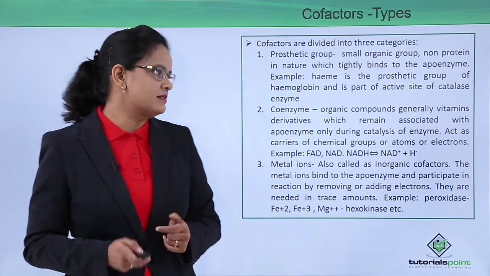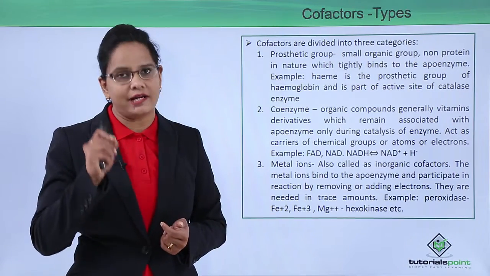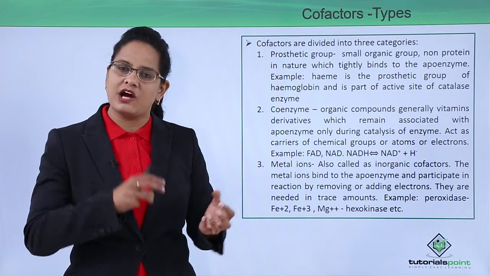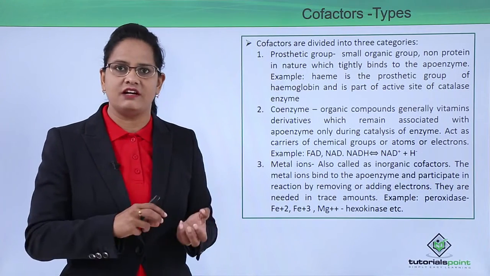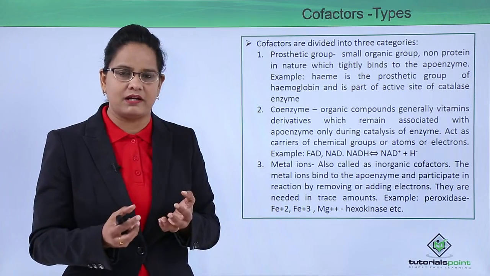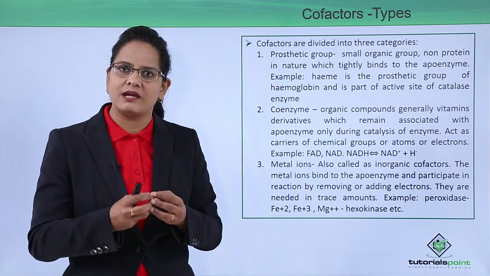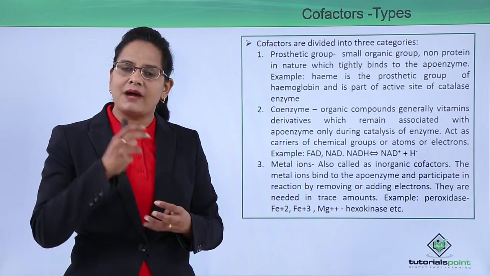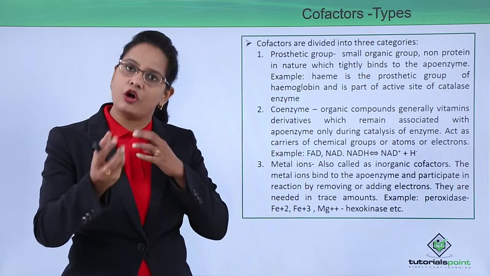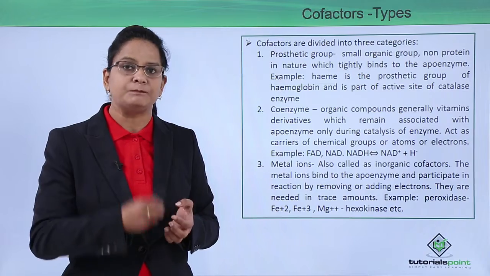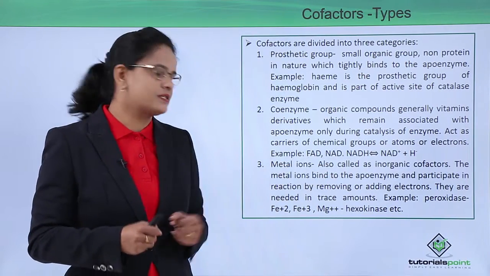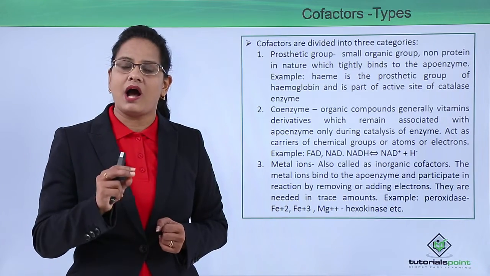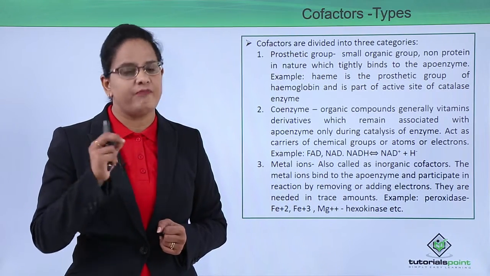Next is metal ions. Metal ions are inorganic cofactors. As they are metal ions, what they are actually doing is adding electrons or taking away electrons. This is the function of the metal ions. They bind to the apoenzyme and make it a holoenzyme and then activate it by transferring electrons to the substrate or removing electrons from the substrate. Examples are the peroxidase enzyme, with Fe2 plus and Fe3 plus. These two ions are important for the functioning of peroxidase.